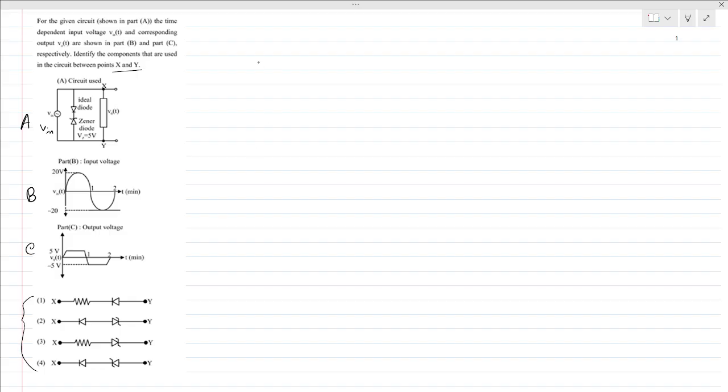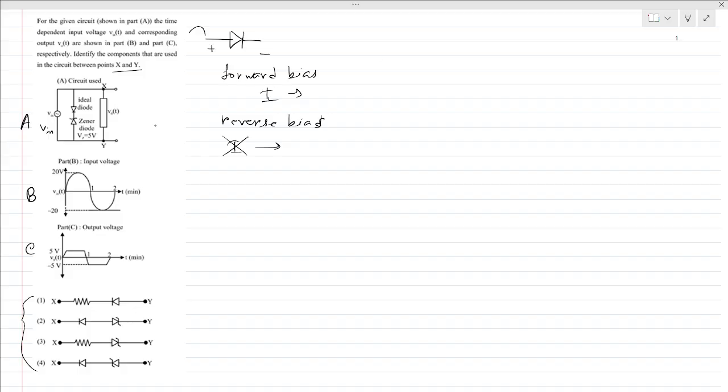Now, if you look at the diode, as we know, in a diode there is a positive and a negative direction. For the positive cycle only, it is forward biased. For forward bias, the current can flow through the diode. But in the reverse bias condition, there will be no current flow through the diode.